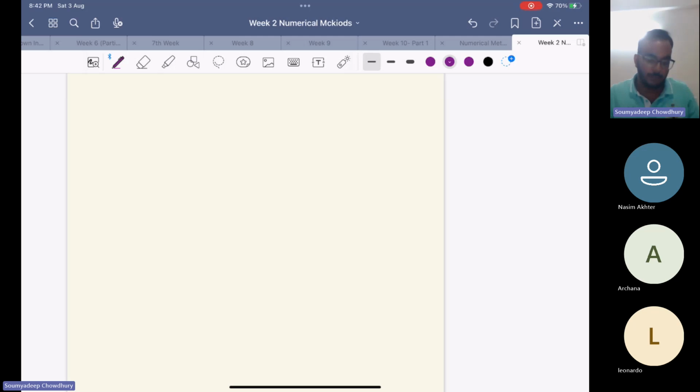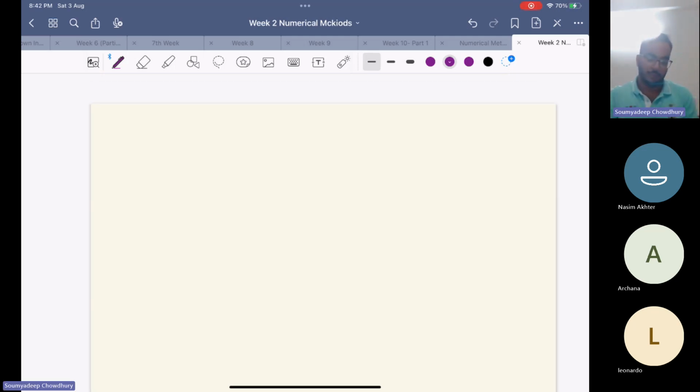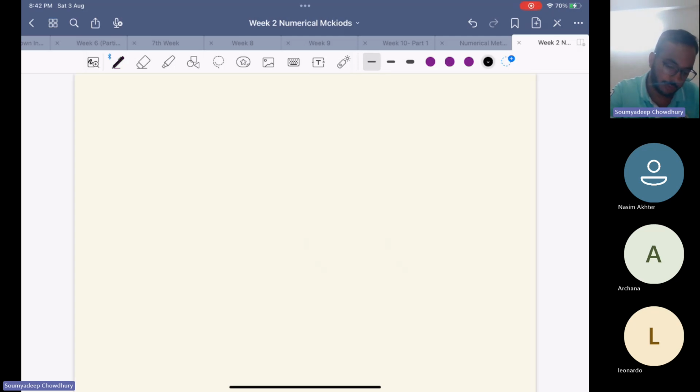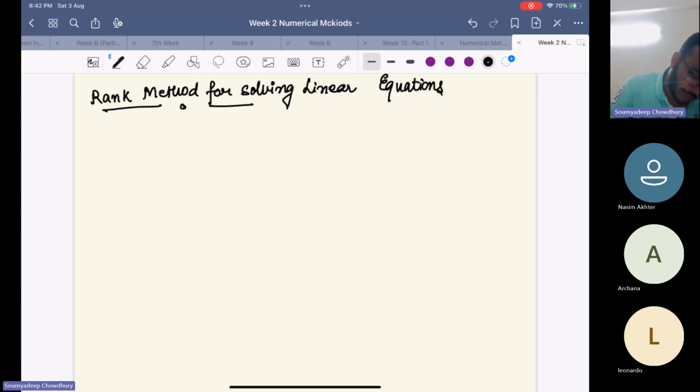Okay. Now we will move to the last topic of today. Just 10, 15 more minutes I'll take. It is finding the rank of a matrix, right? How can you find the rank of a matrix, and using that, how can you solve your system of linear equations? The rank method for solving linear equations.